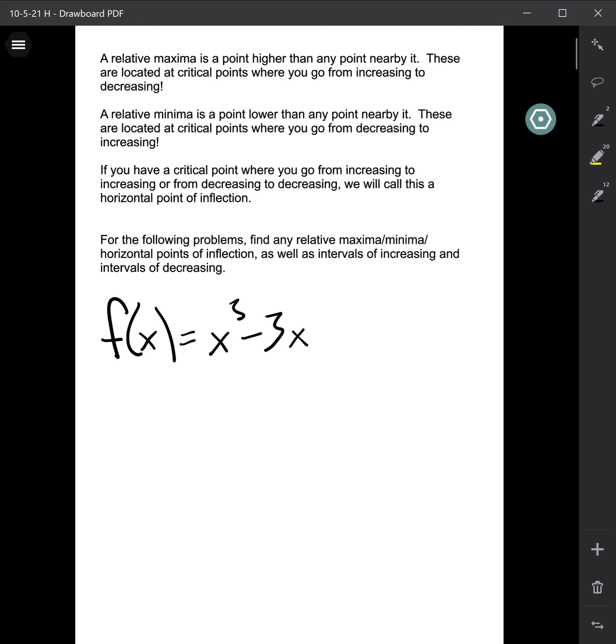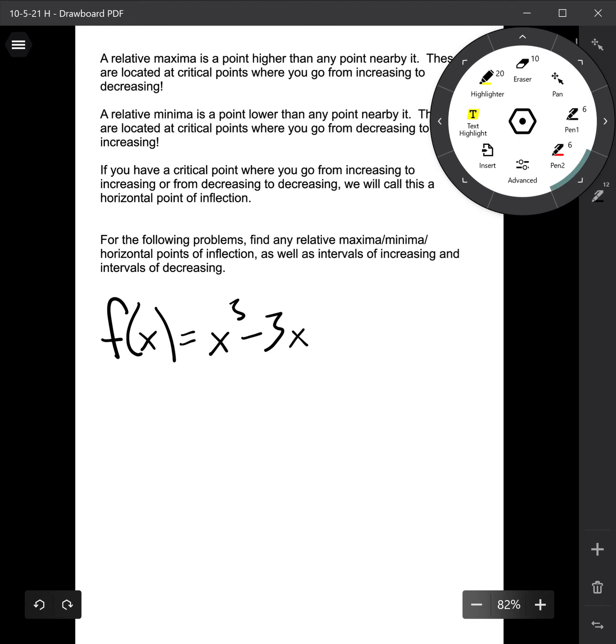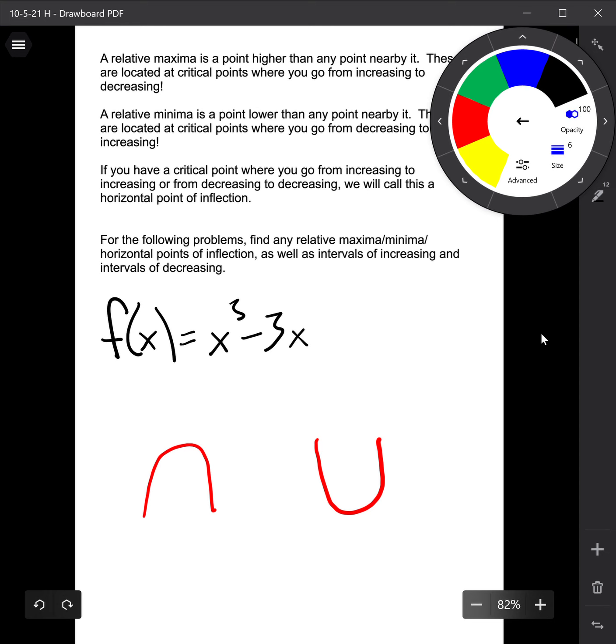A relative maxima is going to just be a point that's higher than anything around it. So when I'm thinking relative maxima, I'm literally thinking like a peak. A relative minima is going to be a point that's lower than anything around it. So I'm actually going to keep these two pictures. There's a maxima and there's a relative minima. Now we've already kind of discussed this. Notice that at the maxima, you go from increasing to decreasing.